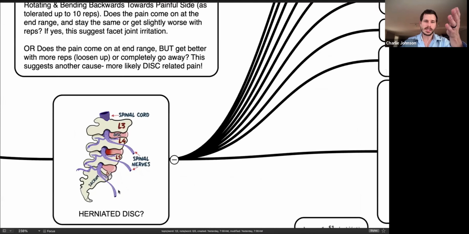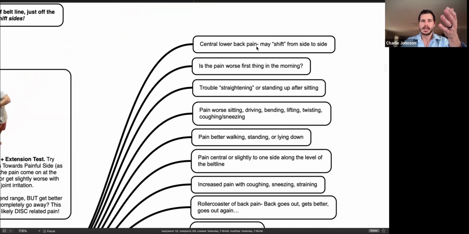Here's a more classic presentation of a herniated disc. Central back pain, again, his back pain went away. Pain first thing in the morning is the worst. His is worse at night, so you'll see that around like 2, 3, 4, 5 a.m. as the disc sort of plumps up throughout the night and rehydrates. Trouble straightening or standing up, even though he's standing and he can stand. You can tell he's a little bit crooked and having trouble being completely upright.